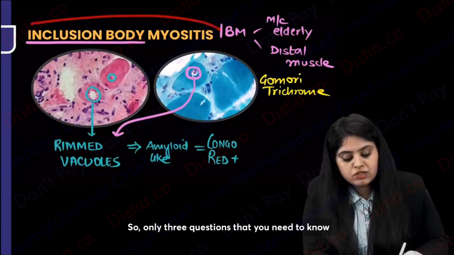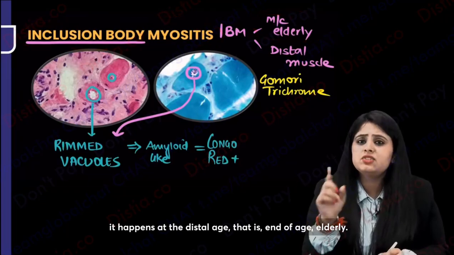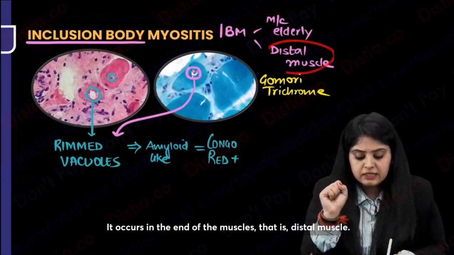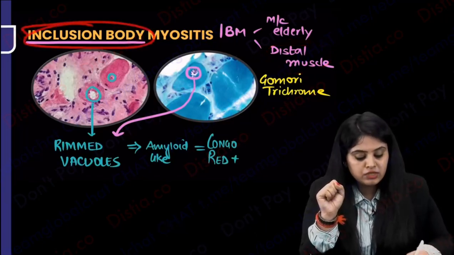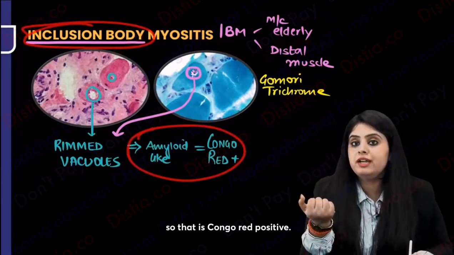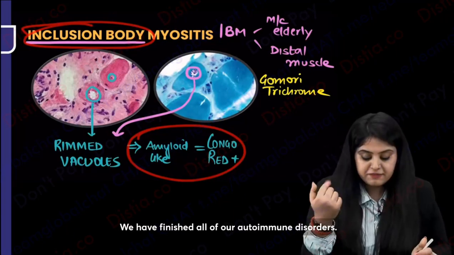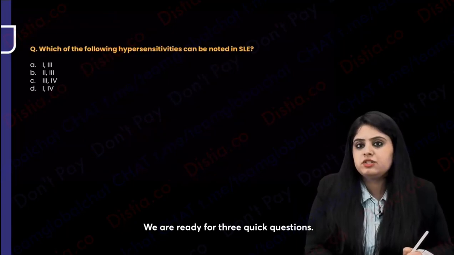So only 3 things you need to know for inclusion body myositis: it happens at the distal age, that is end of age, elderly. It occurs in the end of the muscles, that is distal muscle, and it shows you an inclusion, and that inclusion is nothing but something containing amyloid. So that is Congo red positive. We have finished all of our autoimmune disorders. We are ready for 3 quick questions.